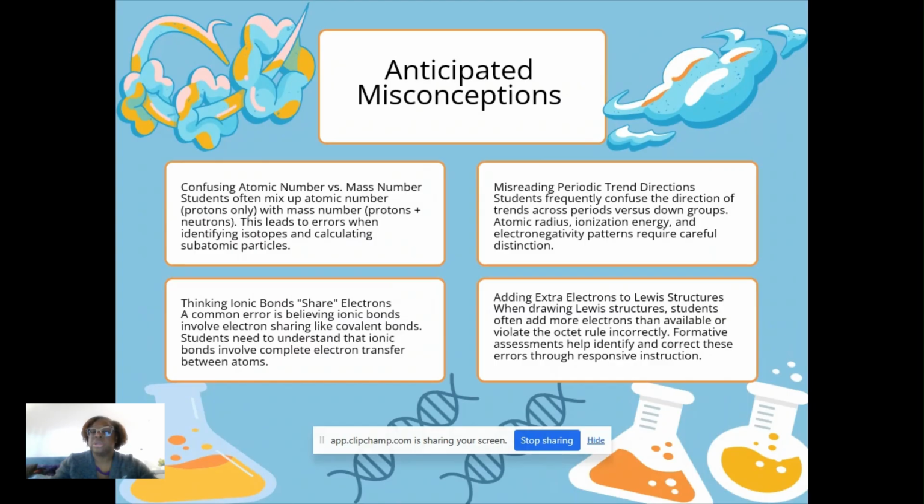Misreading periodic trend directions. Students frequently confuse the direction of trends across periods versus down groups. Adding extra electrons to the Lewis structures. When drawing Lewis structures, students often add more electrons than available, or they violate the octet rule incorrectly. So formative assessments will help us identify and correct these errors through responsive instruction in real time.